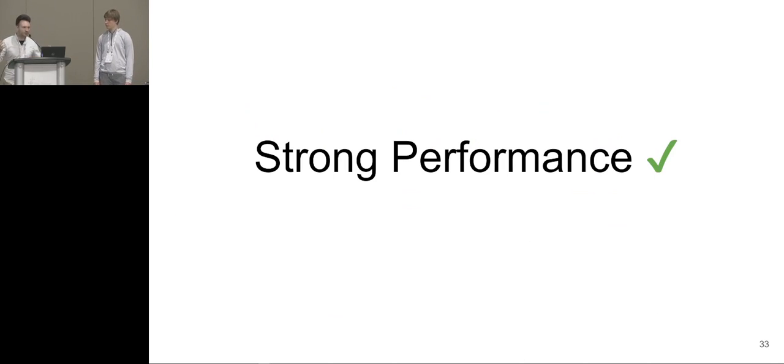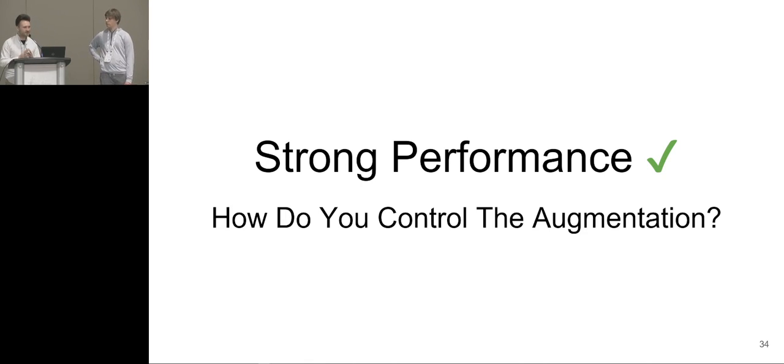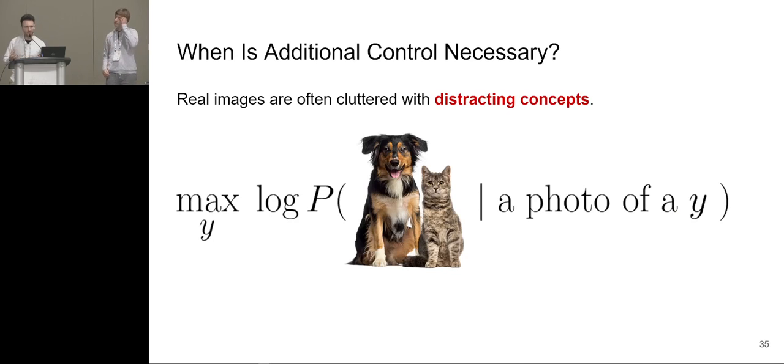So DA Fusion has really good performance across all these tasks, but another important aspect of a data augmentation to make it viable in practice is to be able to control how the augmentation works. And this is very important because real images are often cluttered and there can be distracting concepts. And you might want a data augmentation that transforms images semantically to be able to focus on only one of these concepts and ignore the other.